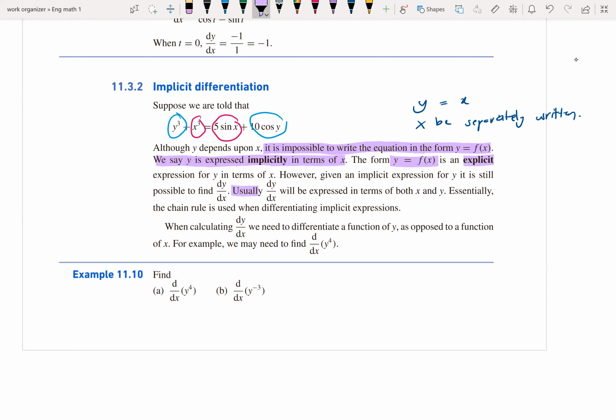Usually dy over dx, or y prime, will be expressed in terms of both x and y. Here we will use the chain rule. In this case we need to differentiate a function of y. Usually we just differentiate a function of x, right? In this case we have to differentiate a function of y. So let's look at the example.